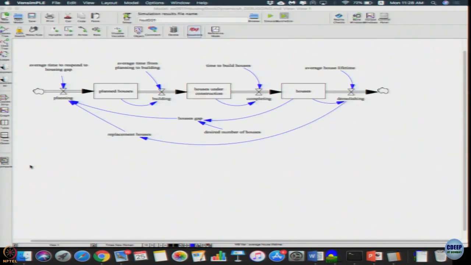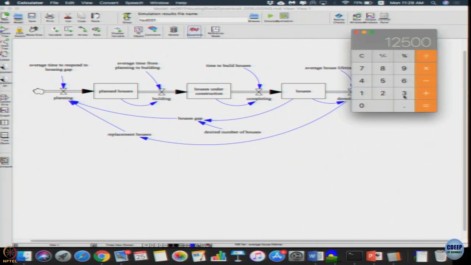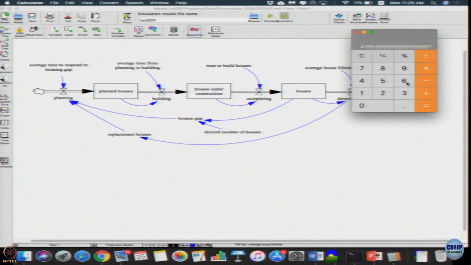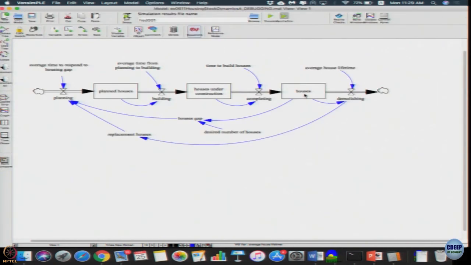And time to build houses is 6. In steady state, if my inflow here is 41666, then this also has to be 41666, and this one also has to be 41666. So 41666 into the time to build houses, 6, is 25,000. So housing under construction should be 25,000. This says 10,000. Let us just make it 25,000. And this is 5 million, which is fine. Now, let us simulate.